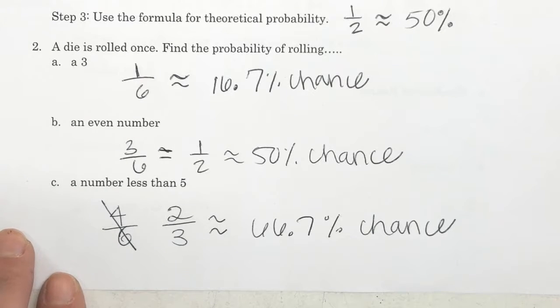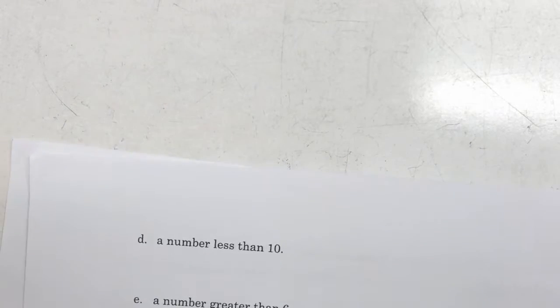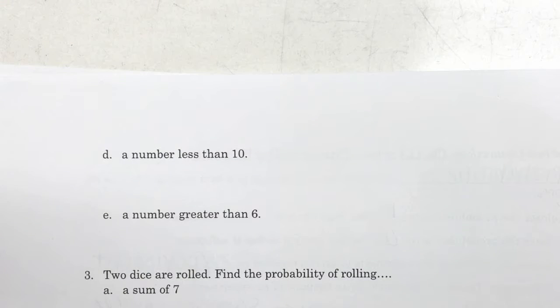Alright, you're doing D and E on your own on the next page. Same thing, just one die. Wait, we still on the die? Just one die. Wait, what is a die? Is it just another dice? Just one die.